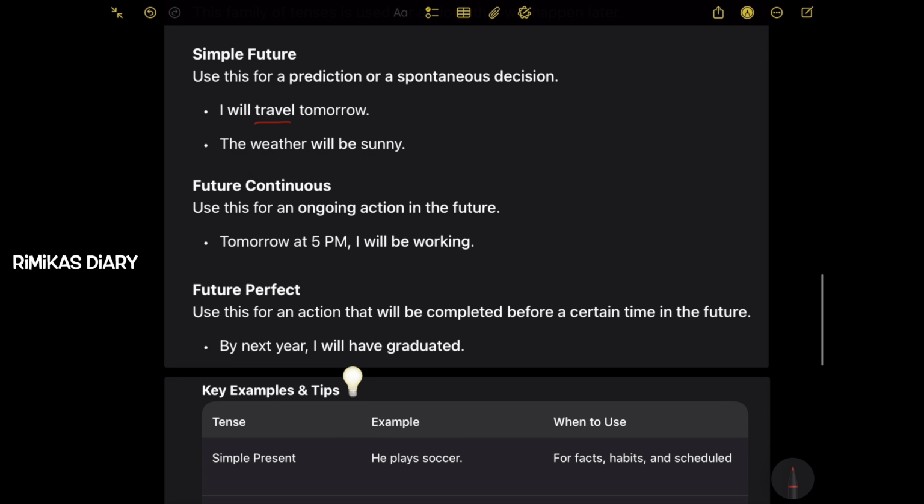So it's a prediction. Future continuous is used for an ongoing action in the future. Tomorrow at 5 p.m. I'll be working. Future perfect is used for an action that will be completed by a certain time in the future. By next year, I'll have graduated.